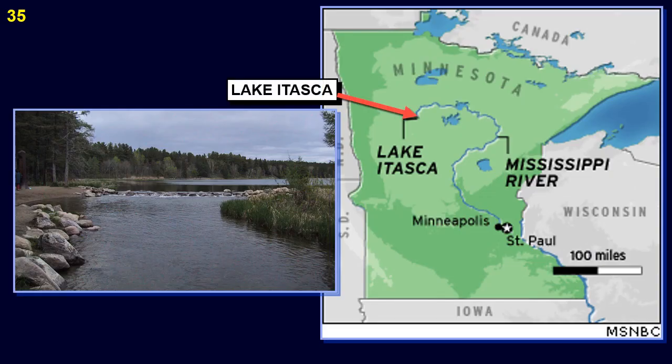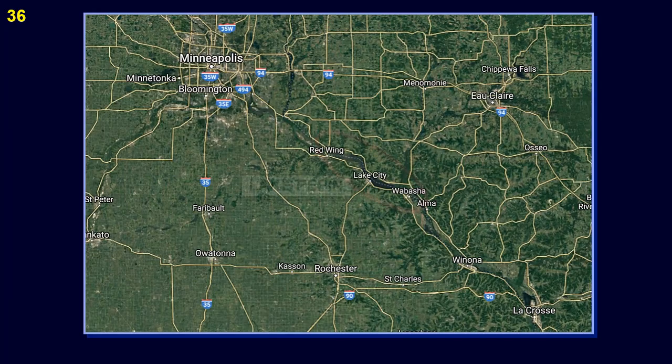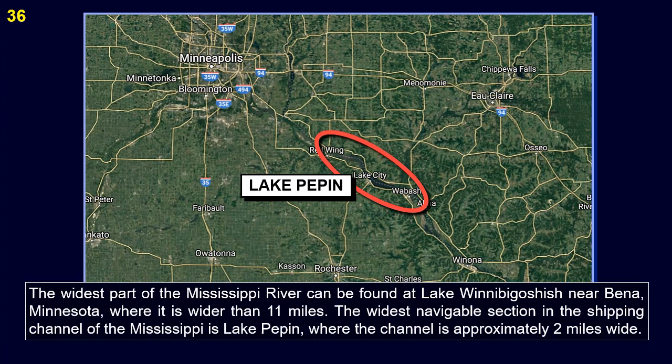At Lake Itasca, at the source of the Mississippi River, the river is between 20 and 30 feet wide, the narrowest stretch for its entire length. The widest part of the Mississippi River can be found at Lake Winnebogoshish near Bena, Minnesota, where it is wider than 11 miles. The widest navigable section in the shipping channel of the Mississippi is Lake Pepin, where the channel is approximately 2 miles wide.